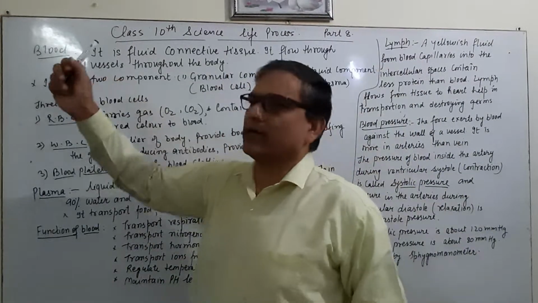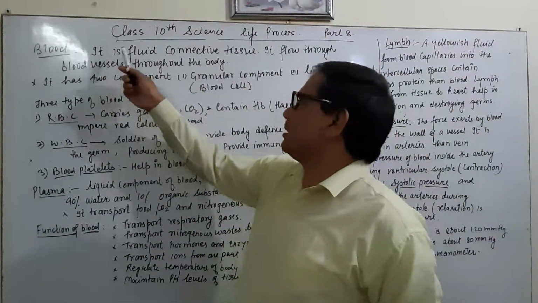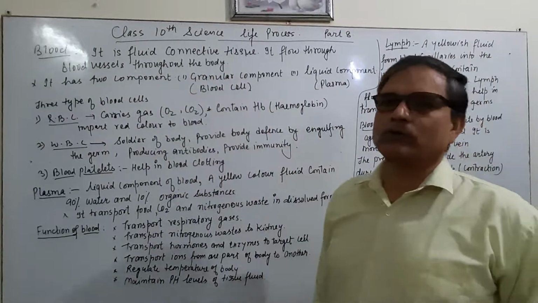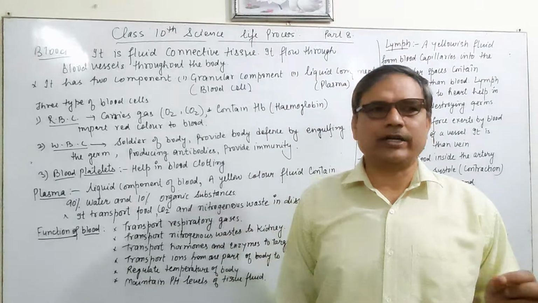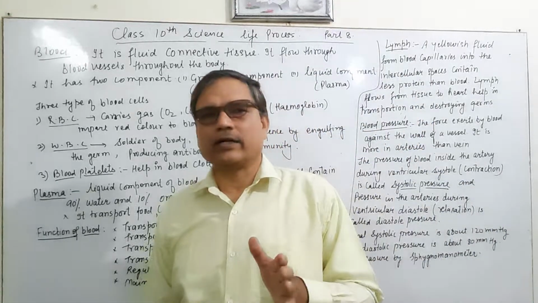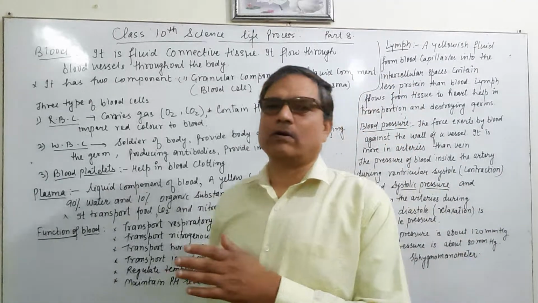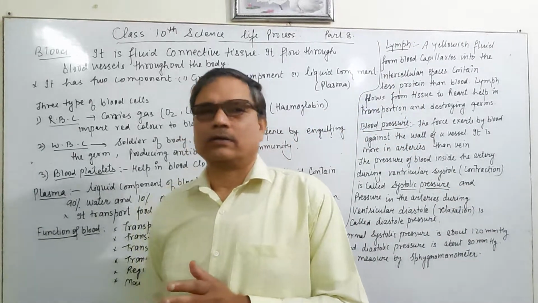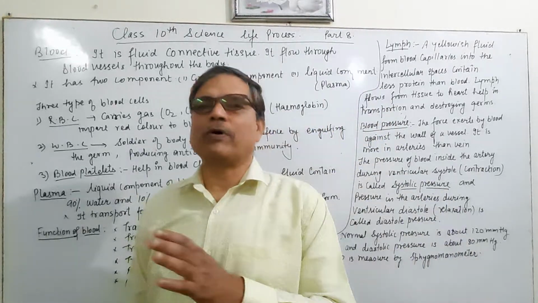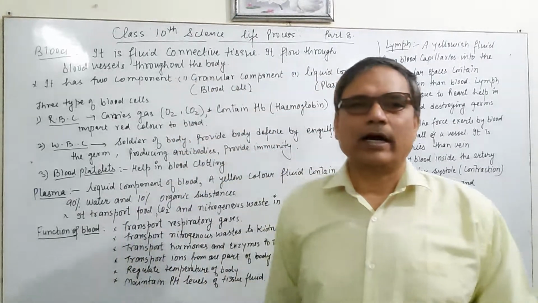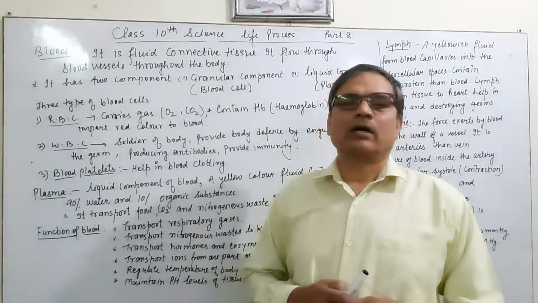The blood is the second part of the circulatory system. It is a fluid connective tissue. I think you know the blood is a connective tissue, which you studied in class 9. Why is it called connective tissue? Because it connects one organ to another organ, and it carries materials from one part to another part inside the body. It connects all the organs to each other. Therefore it is called the connective tissue.